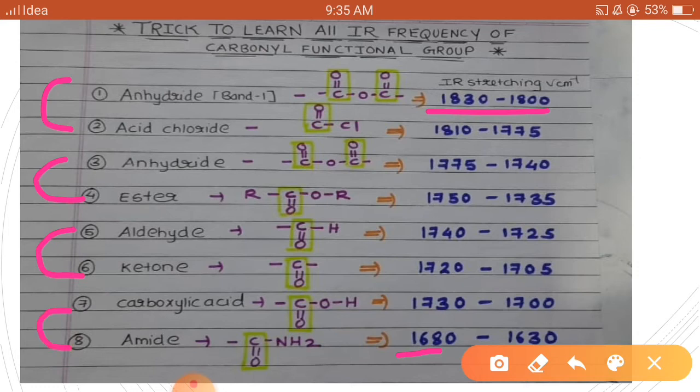Now if we observe, all these numbers are quite difficult to remember. So I came up with a trick to remember all these carbonyl stretching frequencies. One thing I have to mention here: all these carbonyl stretching frequencies I have taken from the reference book, Introduction to Spectroscopy, third edition, by Pavia, Lampman and Kriz.